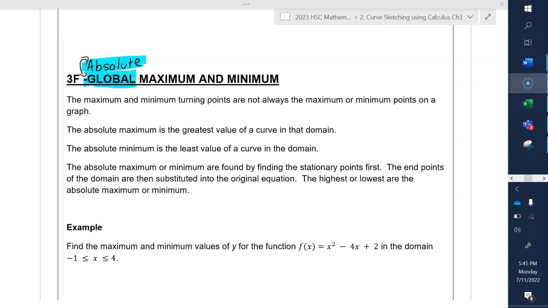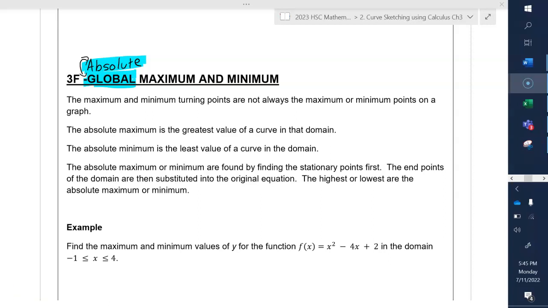The absolute maximum is the greatest value of a curve in that domain, and the absolute minimum is the least value of the curve in that domain. The absolute maximum or minimum are found by finding the stationary points first. The endpoints of the domain are then substituted into the original equation. The highest or lowest values are the maximum or minimums.